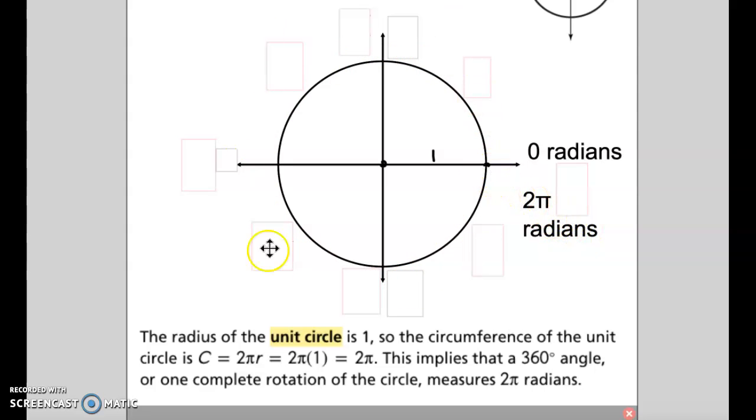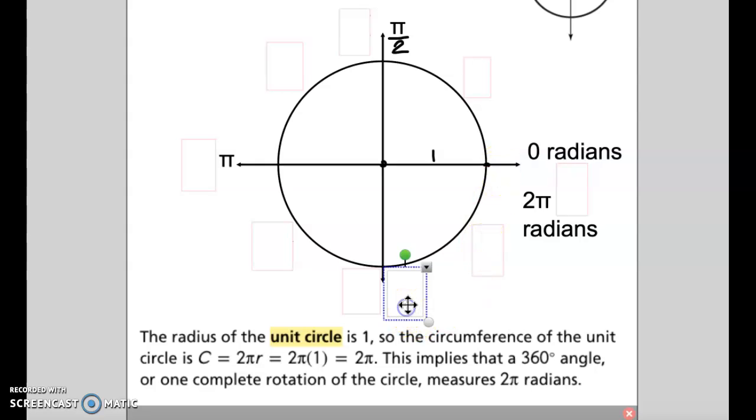So if 1 time around is 2 pi, what do you think halfway around is? Just 1 pi, right? That's going to be pi radians. What's between 0 and pi radians? Hopefully you're thinking you just want to cut pi in half, right? And that's what we do. We say halfway there represents pi over 2 radians. What about down here, between pi and 2 pi radians?